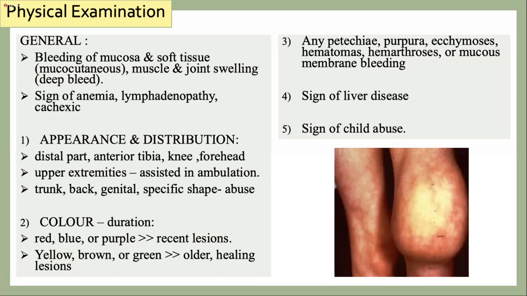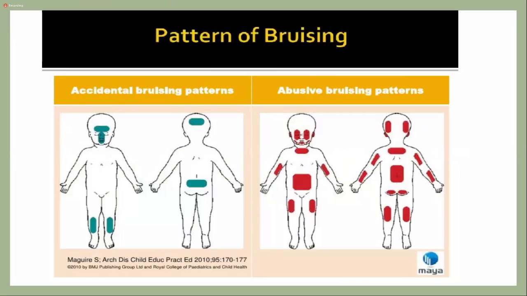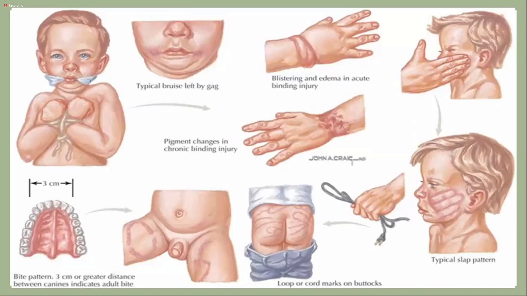Okay. Can you guess what this picture is? What condition is in this picture? Is it ecchymosis, hematoma, or hemarthrosis? Hemarthrosis. Yes, that's correct. It is a hemarthrosis. I think it has already developed into atrophy. Next one. This is to differentiate the accidental bruising pattern from the abusive bruising pattern.